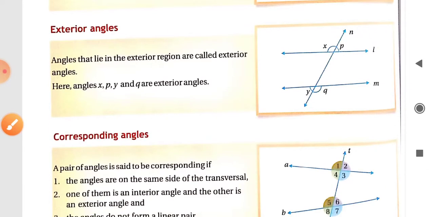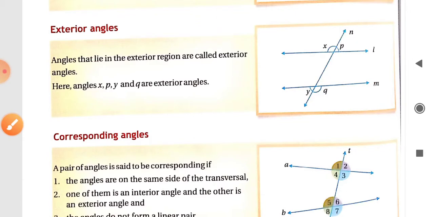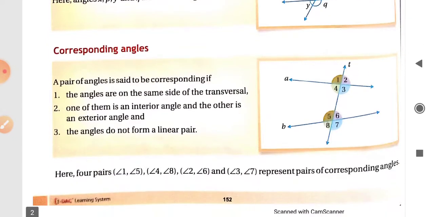Next is exterior angles. Angles that lie in the exterior region are called exterior angles. In this example, L and M are lines and N is a transversal line, and there are 4 angles that lie in the exterior region: X, P, Q and Y. So these are exterior angles.